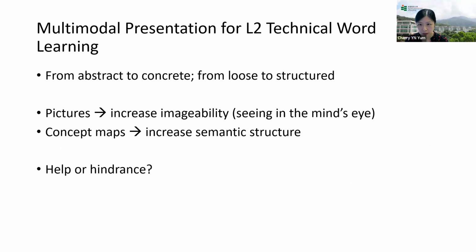Okay, so a brief recap. We hope to test whether multimodal presentation could help the concept become more concrete from an abstract representation and become more structured from a loose representation. So we proposed 2 ways to do this, and we think that they could have specific effects. Including pictures may increase the imageability of a specific concept, whereas including a concept map during learning could help the semantic structure. But the ultimate question, I think, is whether we see it as a help or a hindrance to the learning.